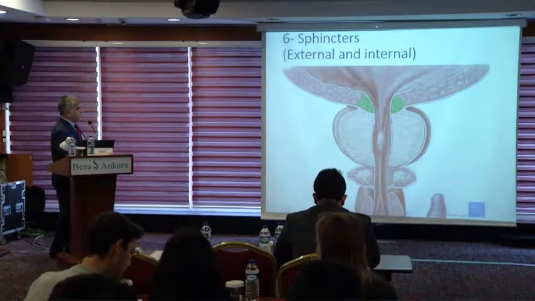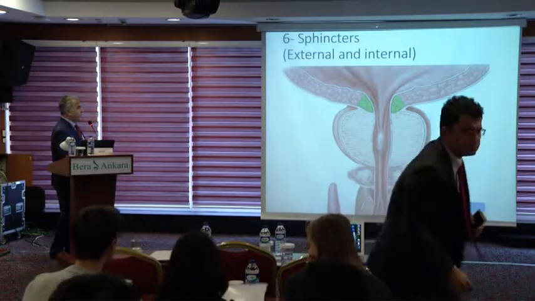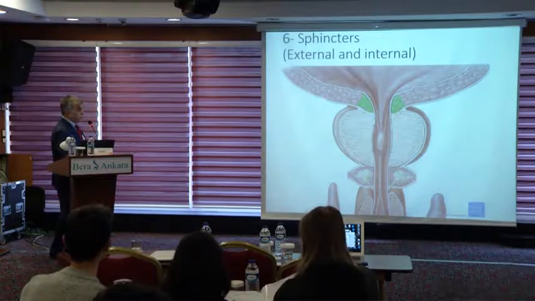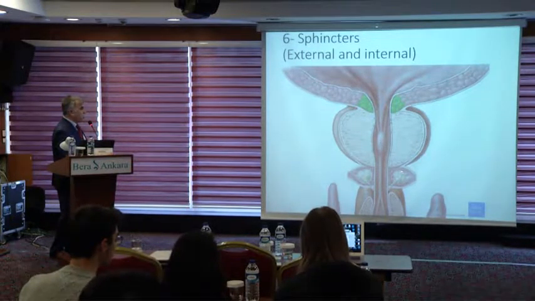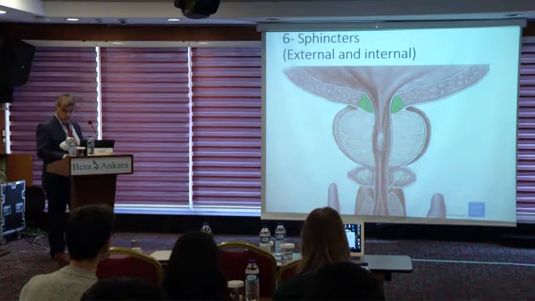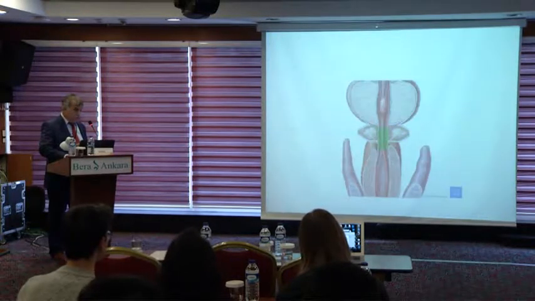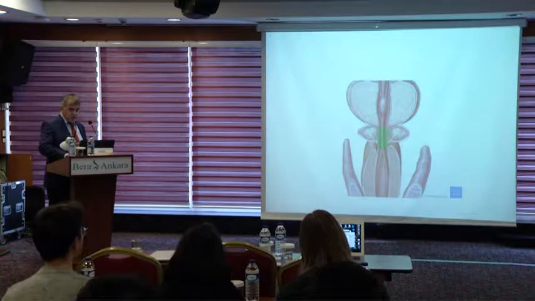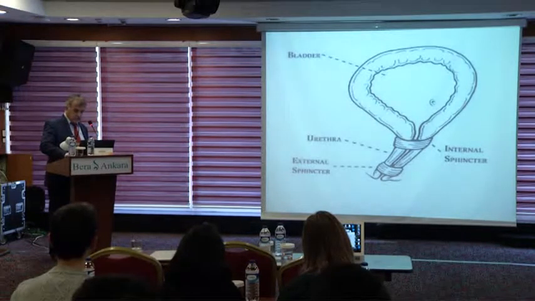The striated urethral sphincter is located at the urogenital diaphragm and it is controlled by the pudendal nerve. As you see, the prostate is located between these two sphincters. The green region is the membranous urethra. It's surrounded by the external striated sphincter. This is a schematic slide about sphincters.